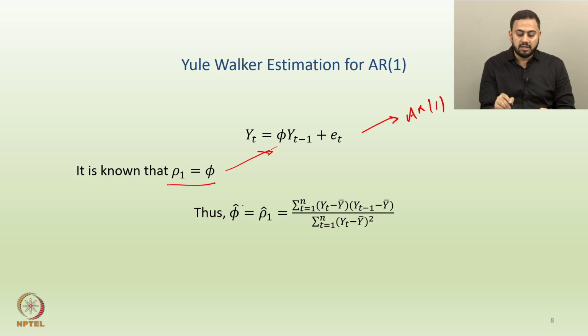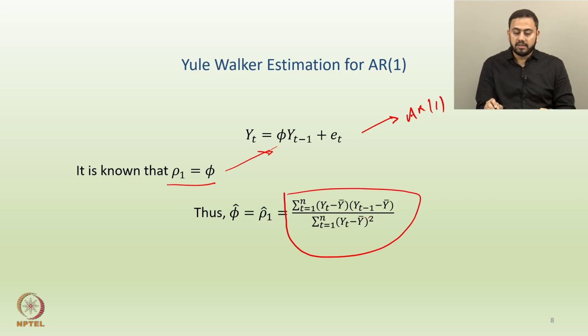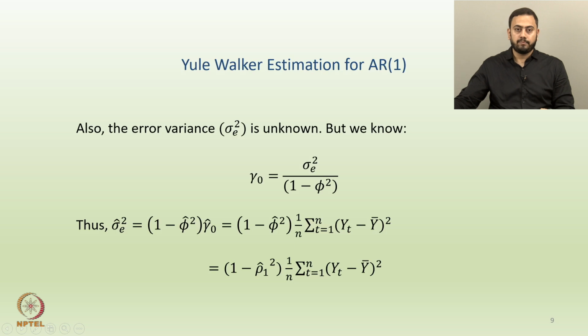So, phi hat would be equal to rho 1 hat, and the formula that you see here is nothing but a sample version of the correlation, isn't it? Because this is the summation of yt minus y bar into yt minus 1 minus y bar, divided by the underlying variance. So, this is my sample correlation, and then you equate the sample correlation to phi hat in this case, and then solve. In such a technique you can equate a set of equations and keep on solving for the underlying parameters. Now, on the other hand, we actually know a few other things also.